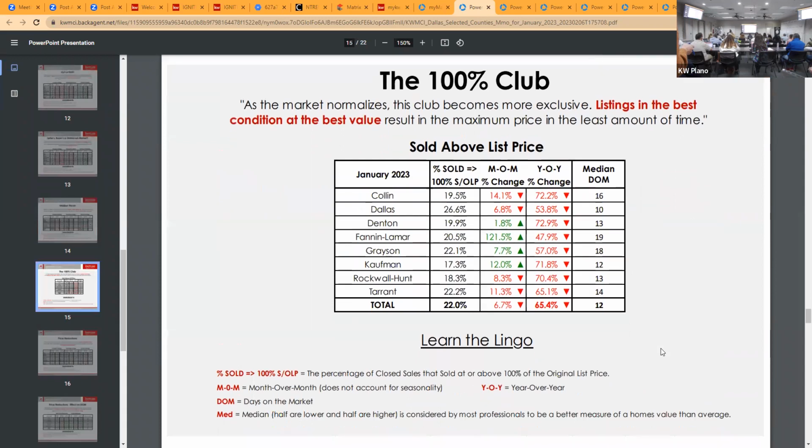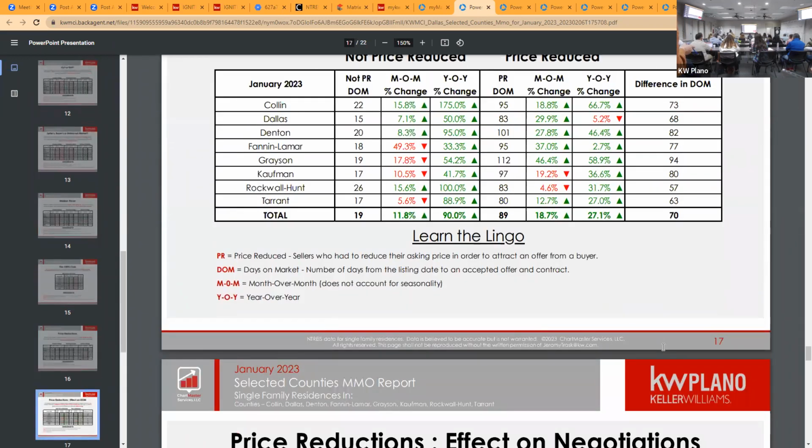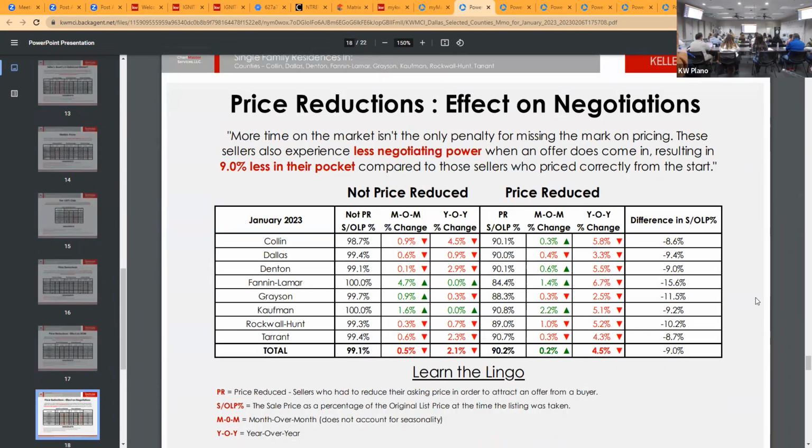Okay, let's get down to the market we talked about. This one I think is great too. This goes back to Sarah, what you were saying. Price reductions' effect on days on market. More time on the market isn't the only penalty for missing the mark on pricing. These sellers also experience less negotiating power when an offer does come in, resulting in this.